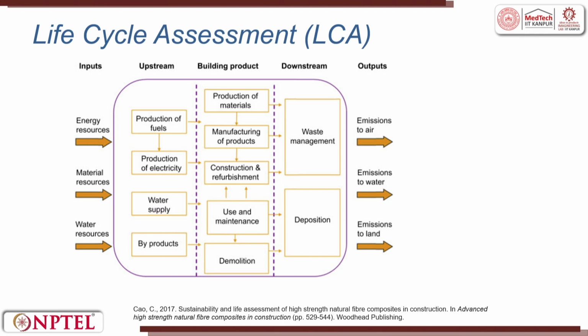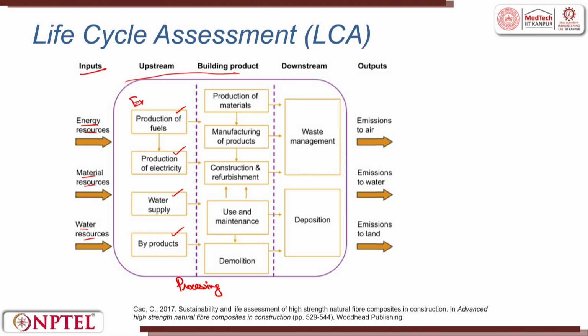You see here energy resources, material resources and water resources are input to a system. These are inputs. And this is our system, or I would say the overall processing happens here. This is the processing where it happens. This is the block where processing happens. There are certain sub blocks here. There are production of fuels, production of electricity, water supply, byproducts.